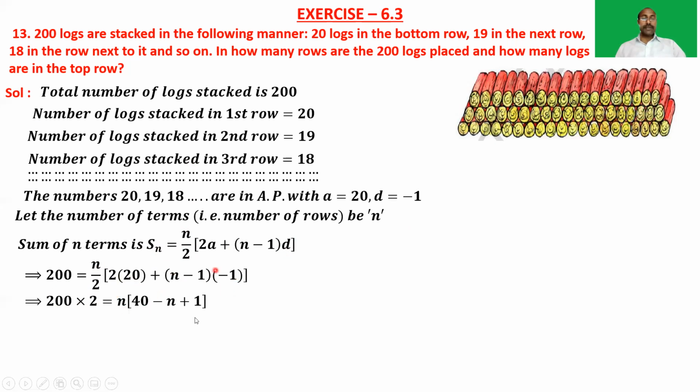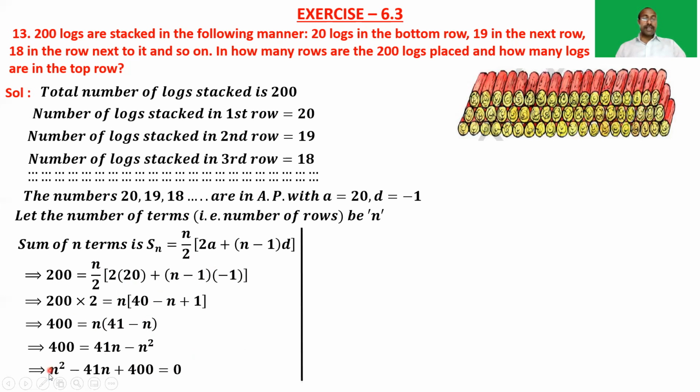220 is 40 minus n, minus into minus plus 1. That is 400 is equal to n into 41 minus n, and 400 is equal to 41 into n minus n square. And transferring these two terms to the right side, we get n square minus 41n plus 400 is equal to 0.